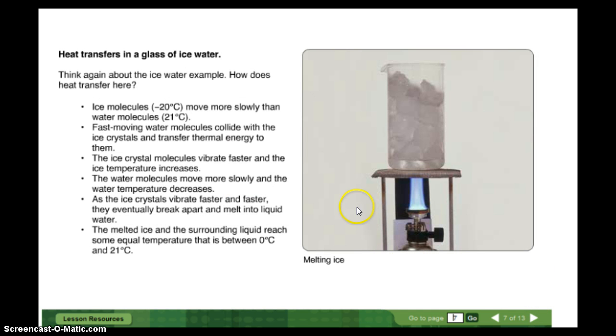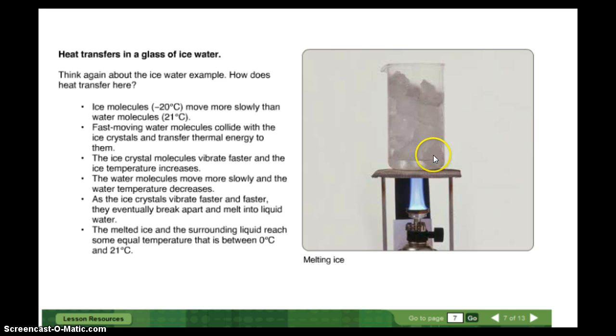Heat transfers in a glass of ice water. Think again about the ice water example. How does heat transfer here? Okay, so our ice molecules are negative 20 degrees Celsius, move more slowly than water molecules, which are at positive 21 degrees Celsius. All right, so we got some water down here. We have the ice up here. Fast-moving water molecules collide with the ice crystals. Okay, so they're running into each other, and when they bump into the ice, they make those ice molecules move faster. So it transferred thermal energy to the ice.